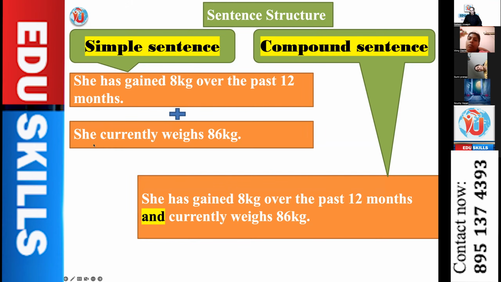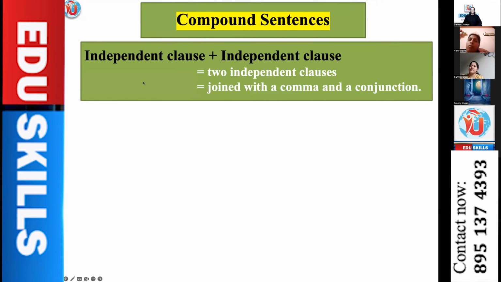Again, you see, the "she" in the second simple sentence is not repeated. That is omitted. You need not repeat that particular pronoun in the second sentence after the conjunction. Now, compound sentences: independent clause plus independent clause. As I said, one simple sentence which has a subject and verb is known as an independent clause because it makes sense by itself. Two independent clauses are joined with a comma and a conjunction.